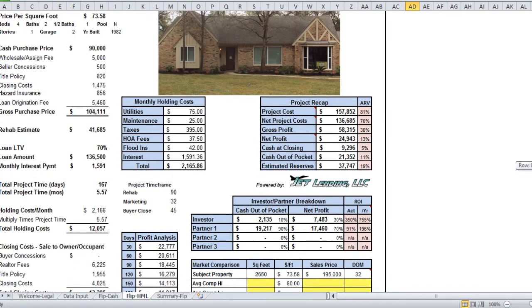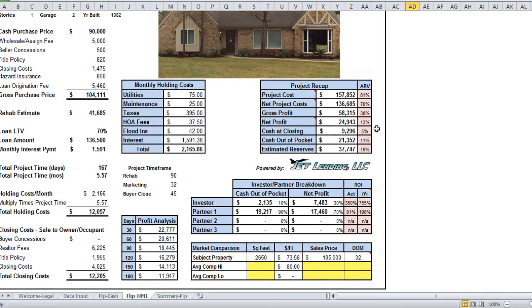Now, two very important parts, and we'll look at this in more detail in the summary page. Our cash at closing: if you recall, previously our cash purchase price was the same number as our cash at closing. But since we're doing a hard money loan, we only have to bring a certain amount of money to the closing table. In this case, it's estimated to be $9,296. You also note another big difference here, our cash out of pocket. Previously, our cash out of pocket was our total project cost, but since we're doing a loan in this case, our cash out of pocket is going to be a lot less than that.